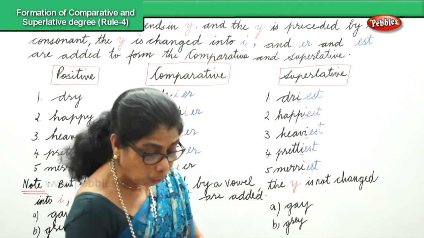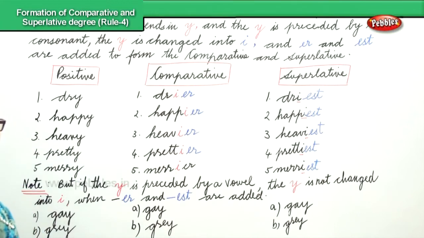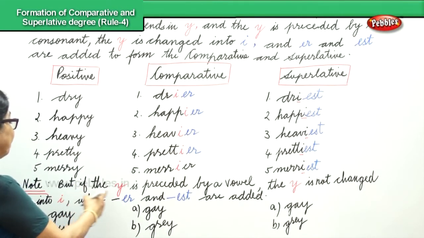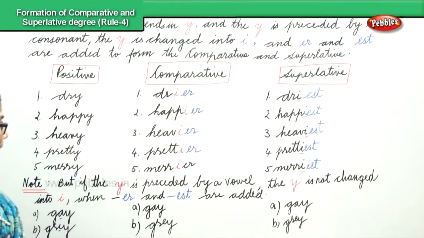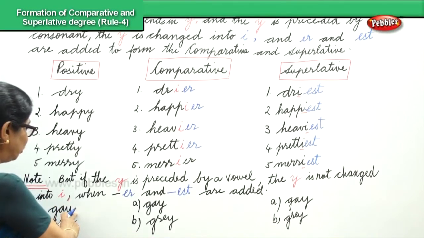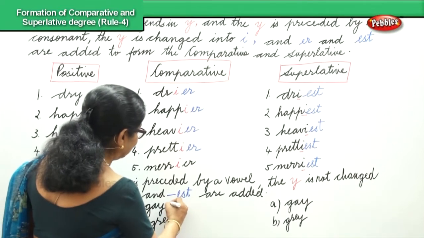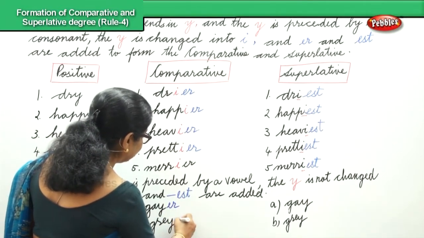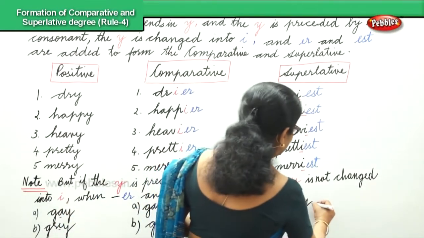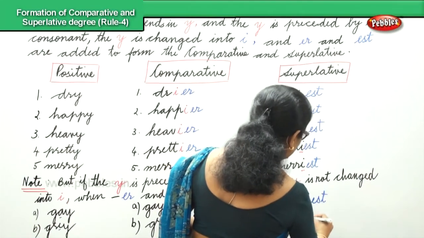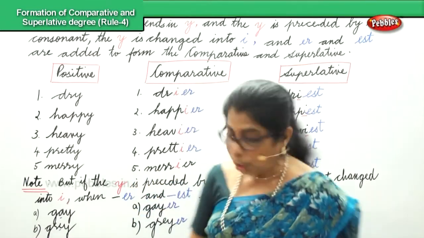Let's see how we change it. Now, we said we are not making any change here. The Y is not changed. Here, the Y is preceded by a vowel A. We have A and E here. Then what happens? The Y doesn't change, but you add ER and EST. So you will say gayer, grayer. No change is made. And then you will say gayest, greyest. That's all. This is the exception to the rule we learned here.